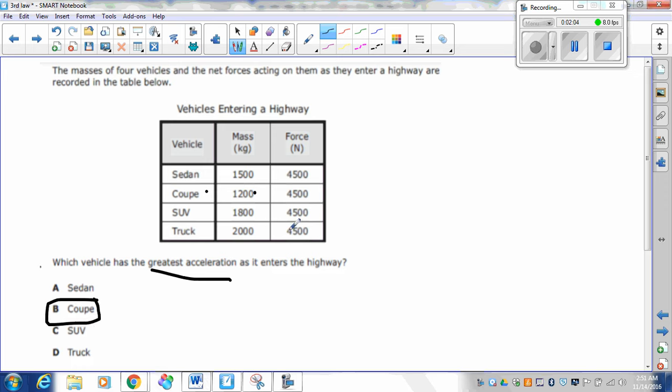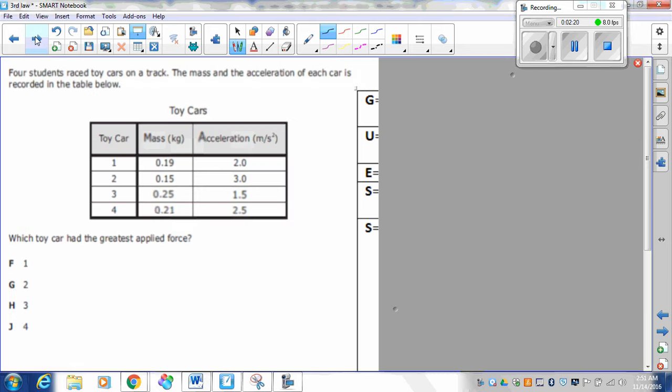Now, if I wanted to prove it with the math, I can use force equals mass times acceleration, and that's the beauty of math and science. They work together. That math will prove to me this science concept. So let's do some math, and I'm going to show you.